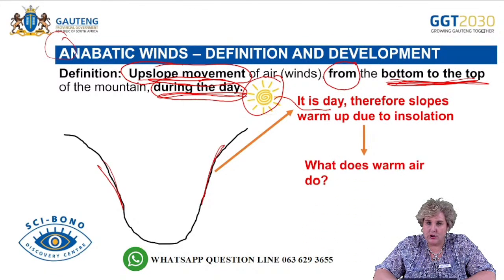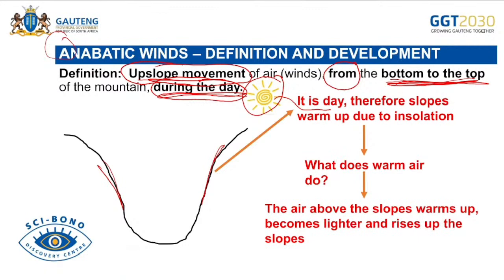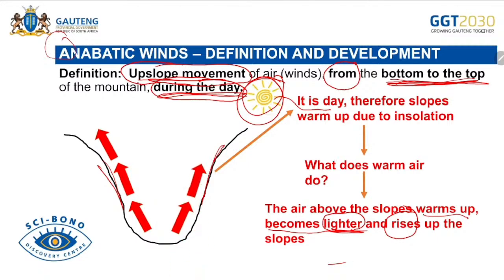What does warm air do? Warm air rises. The air above the slopes warms up, it becomes lighter, and it rises up the slope. Let me show you. There's my warm air, it's red. The air on the slopes was heated during the day due to insolation, and this warm air becomes lighter and started rising. There's my air that starts rising. Eventually it cools down and it sinks again. And it's like a cycle of warm air that rises, cool air that sinks.